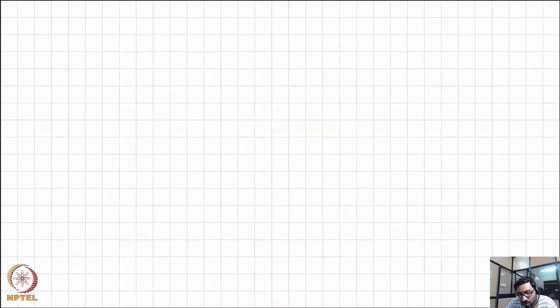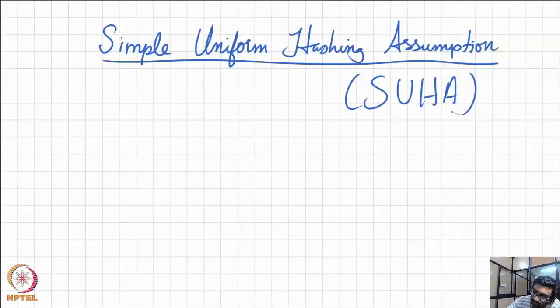Before we go about analyzing chain hashing, we have to be clear about some properties of the hash function that we use. In particular, we're going to assume a fairly strong property about the type of hash functions that we use. This is called the simple uniform hashing assumption. And what does it mean? It has two parts to it.